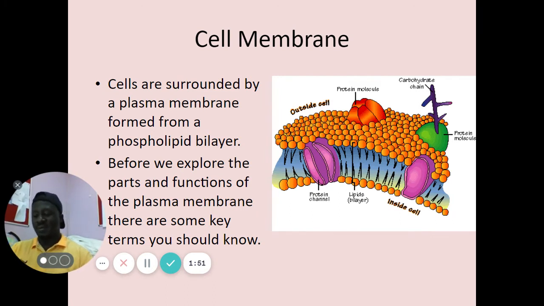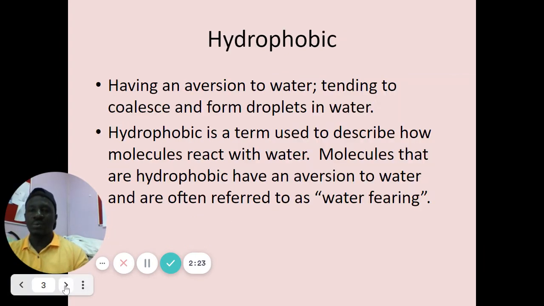It has a membrane, and this membrane is going to serve functions as we are yet to see. So number one, what do we know about the cell membrane? Cells are surrounded by a plasma membrane formed from what we call the phospholipid bilayer. Before we explore the parts and functions of the plasma membrane, there are some key terms we need to know.